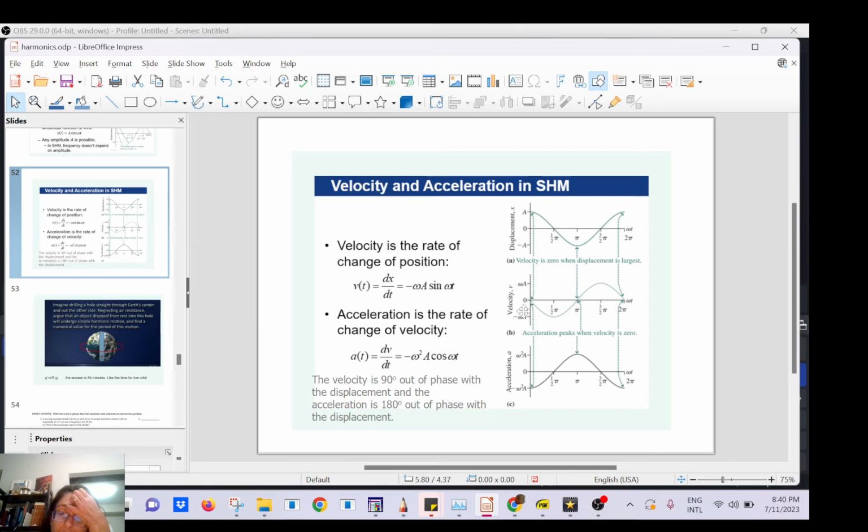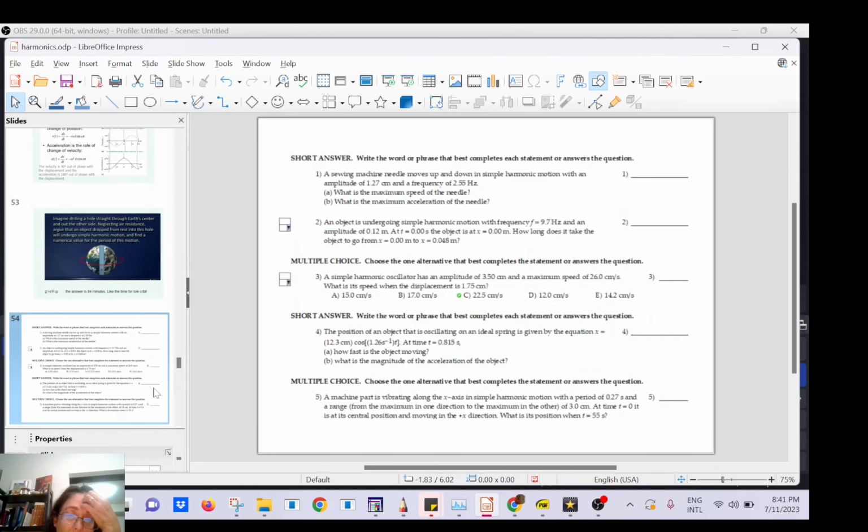And those two are again 90 degrees out of phase, meaning when the velocity equals 0, the acceleration will be max in magnitude. When the velocity is max in magnitude, the acceleration equals 0. So it's 90 degrees out of phase between velocity and acceleration. Okay, so you can take the time, pause the video, and analyze that.